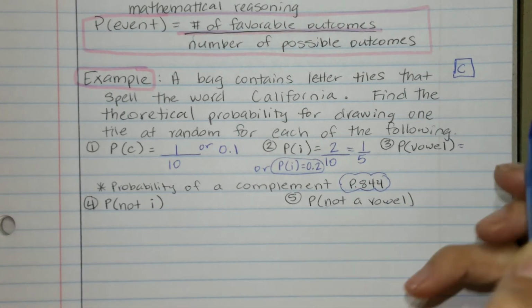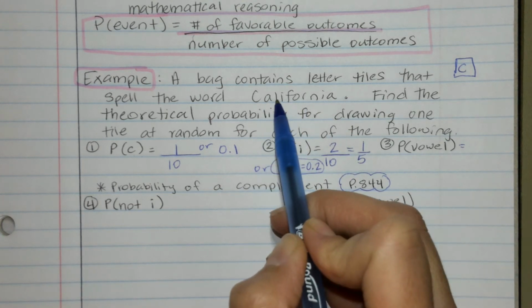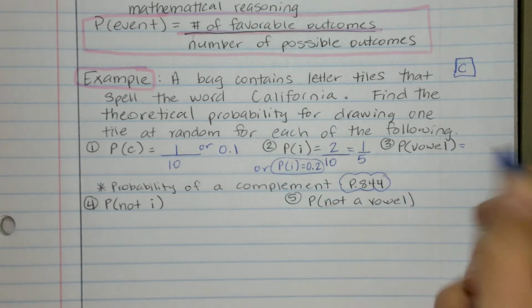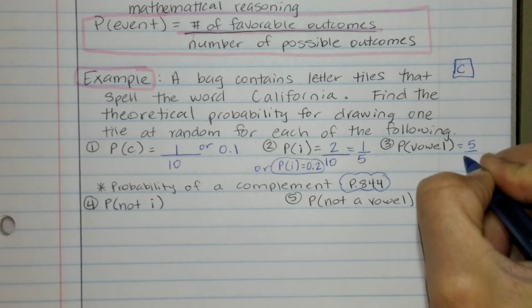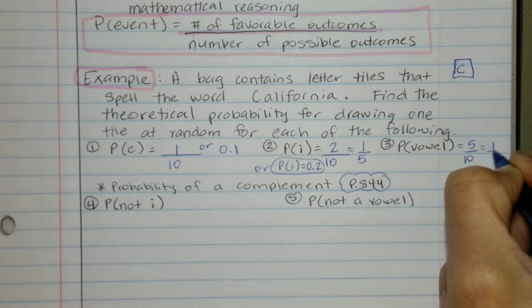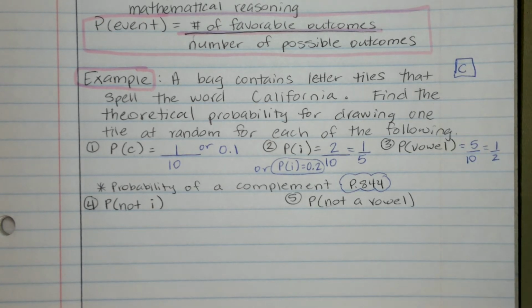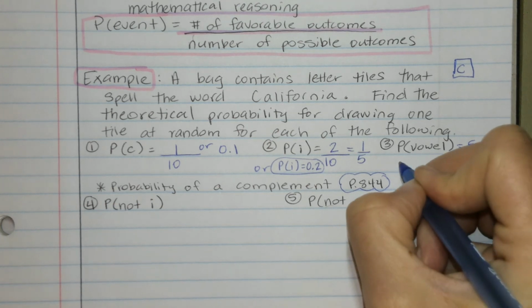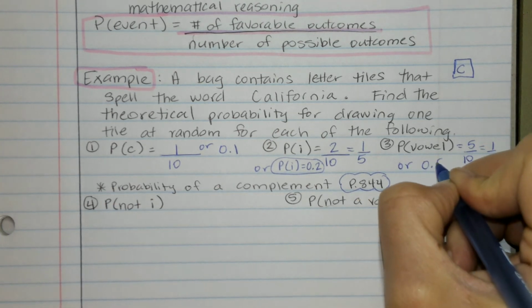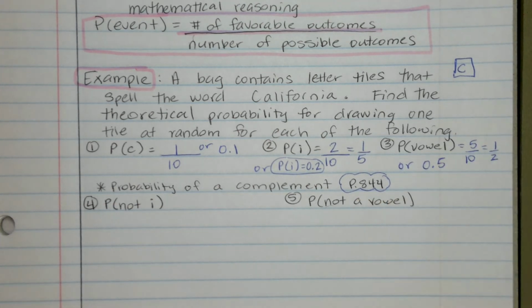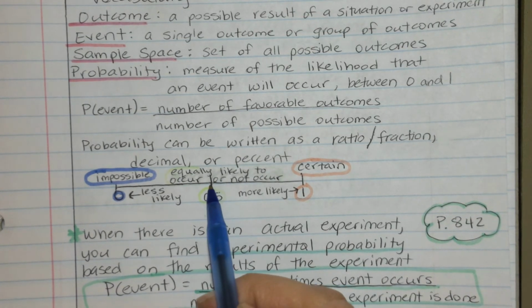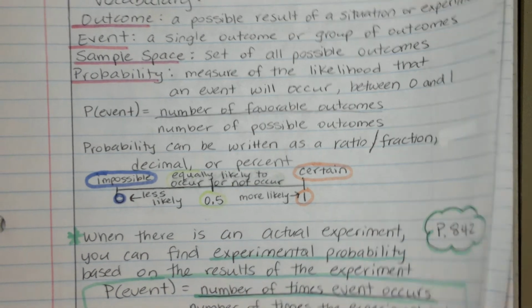Probability of a vowel. So A-E-I-O-U. I see 1, 2, 3, 4, 5. 5 out of 10, which is 1/2. If you need to use a calculator, use a calculator, but that is 0.5. So thinking about that, it is equally likely to occur as not to occur, 0.5.